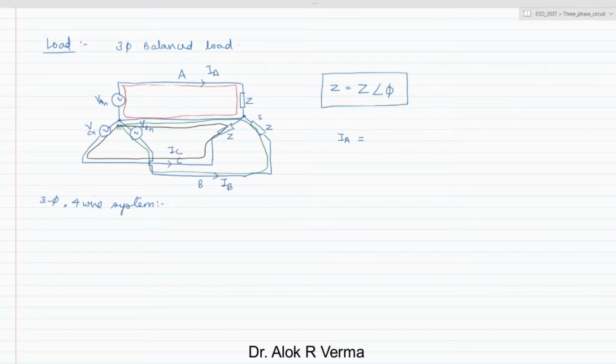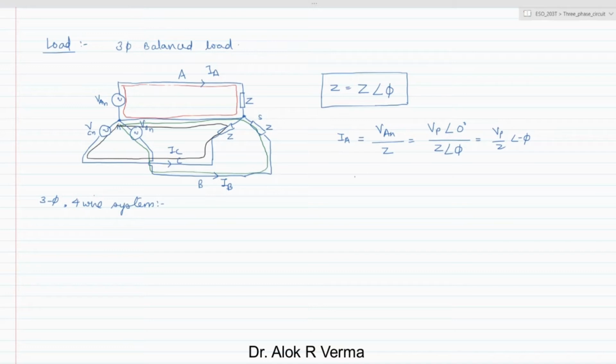So IA is nothing but VAN by Z. So VAN is nothing but the phase voltage, right? Z angle phi. So this is VP by Z or Z angle of minus phi.